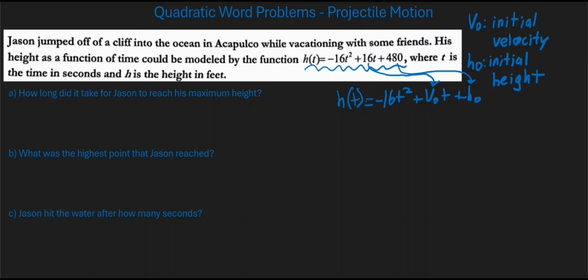So if we draw out the situation, he's jumping off of a cliff into the ocean. And the cliff is at an initial height of 480 feet. That's what the initial height was that he's jumping from. And he's jumping off in a parabolic motion. So if you draw the trajectory that he takes, it looks something like this. He reaches a maximum height, after which he comes down and eventually hits the water.